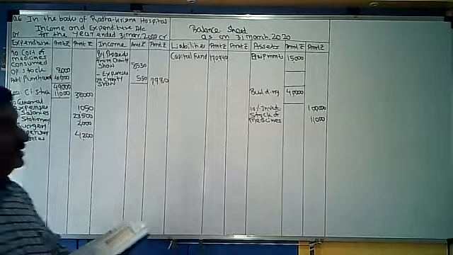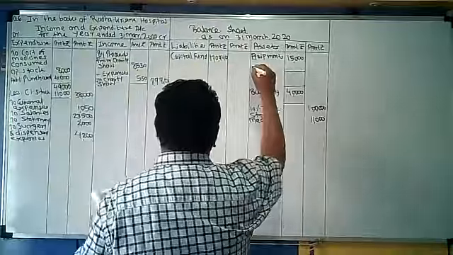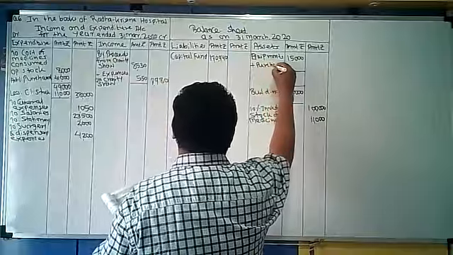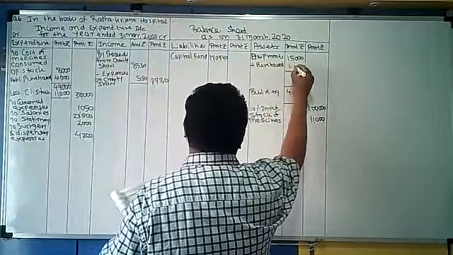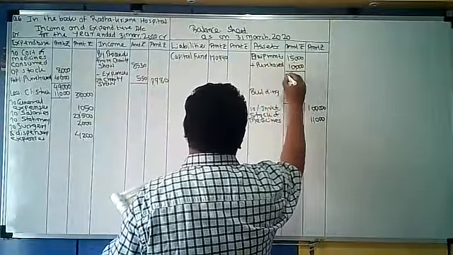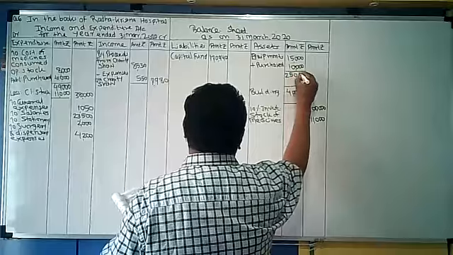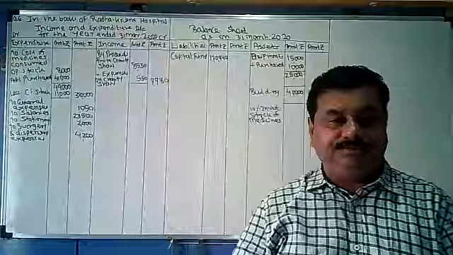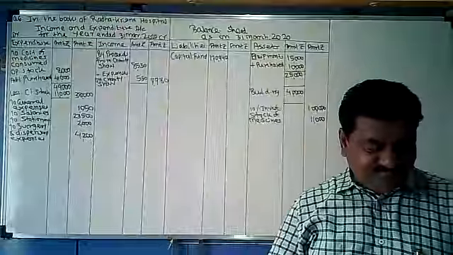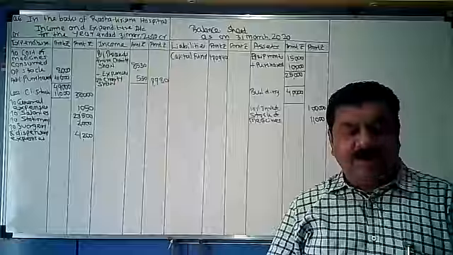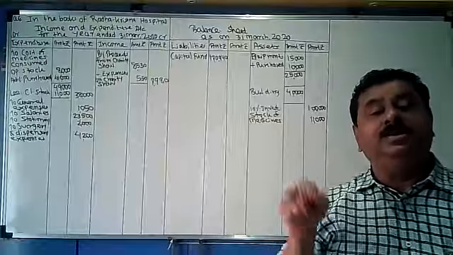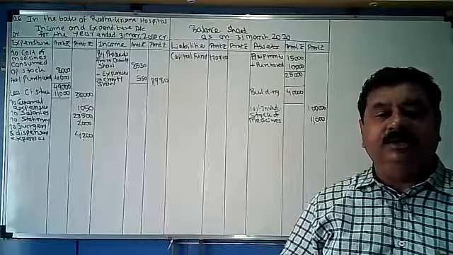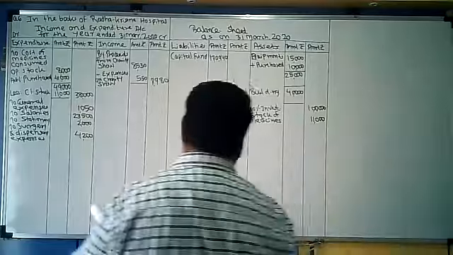Then buy equipment. These are equipments newly purchased. Add in equipment. When a new asset is purchased, add it to the asset. 25,000. Add in the equipments. Then cash in hand and cash at bank. Yes, these are closing balances, and they are to be recorded in balance sheet assets. Closing balances go in as assets.